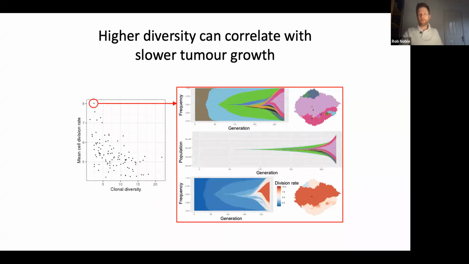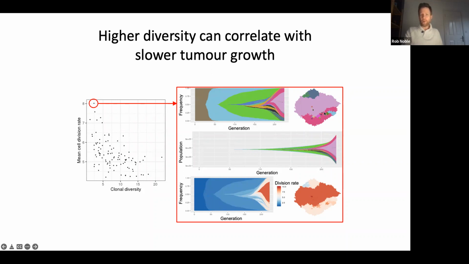The reason we found for that is quite straightforward: higher diversity can arise because the tumor doesn't experience selective sweeps. In the opposite case, as shown here, you have a tumor that has a succession of these selective sweeps. It acquires a lot of driver mutations.